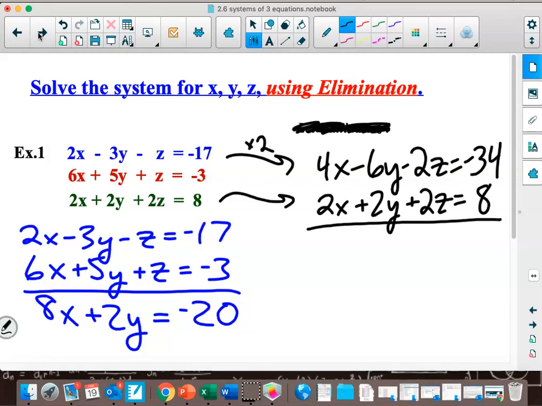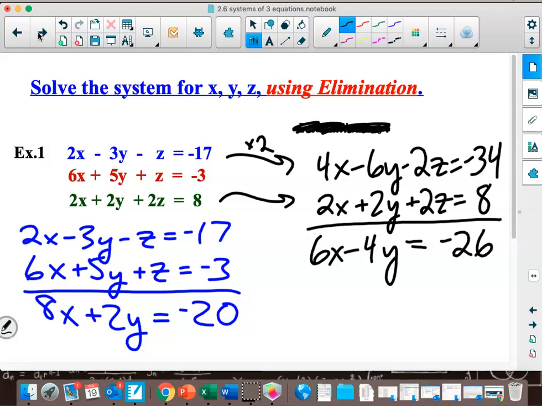So how many x's do you get when you add these together? 6. 6 x's. How many y's? Beautiful. How many z's? None. And then, ooh, negative 34 plus 8. Oh, okay. Jesse's helping him out. Okay, that's okay. Well done. All right, good, Jesse. Good mental math, right?